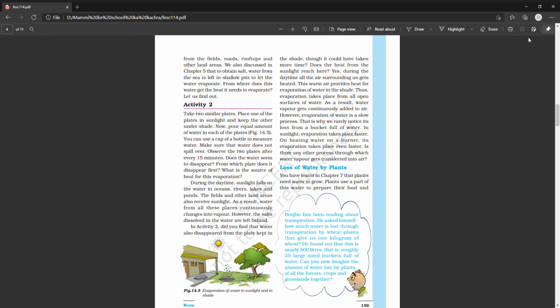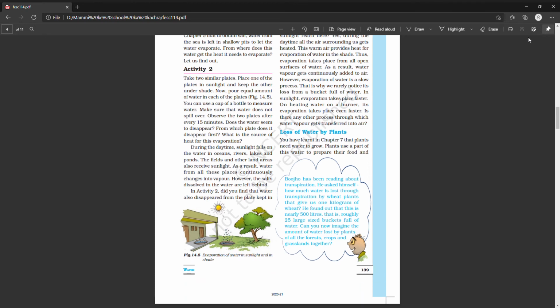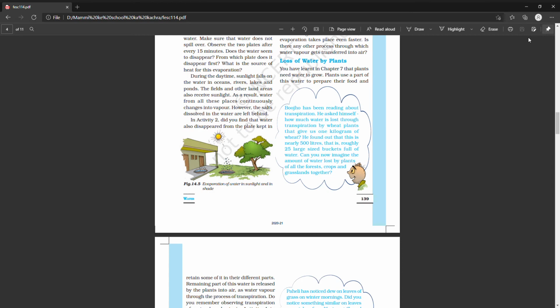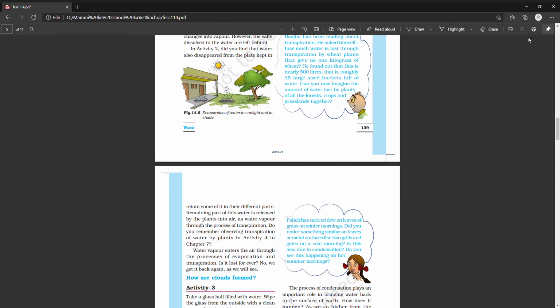Loss of water by plants. You have learnt in chapter 7 that plants need water to grow. Plants use a part of this water to prepare their food and retain some of it in their different parts. The remaining part of the water is released by plants into air as water vapor through the process of transpiration. So during this transpiration process also, plants lose water. Water vapor enters the air through the process of evaporation and transpiration.